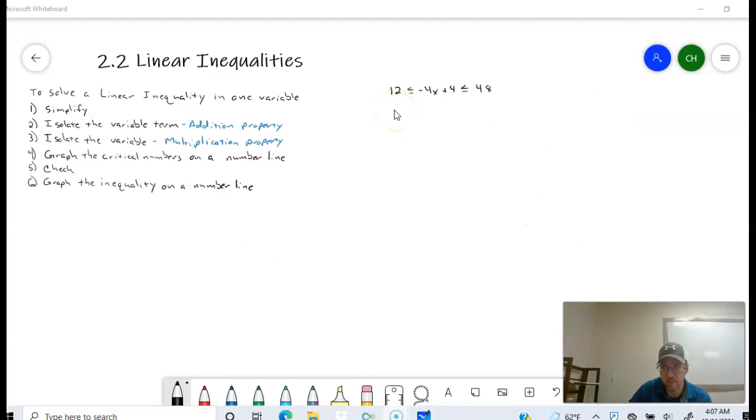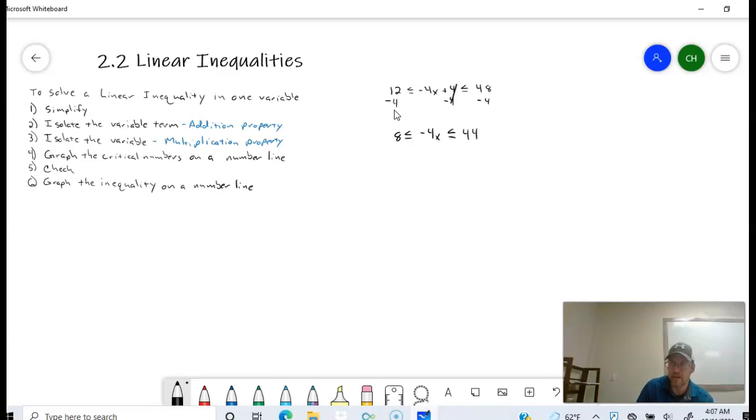Alright, last one. We pick one a little more complicated looking. I've got 12 is less than or equal to negative 4x plus 4, which is less than or equal to 48. So first step, simplify all 3 sides. Nothing I can do, everything's combined. Second step, isolate the variable term. The variable term is negative 4x, so I need to get rid of this plus 4. We're going to subtract it from all 3. So 12 minus 4 is 8, which is less than or equal to. That cancels. I get negative 4x, which is less than or equal to 48 minus 4 is 44.